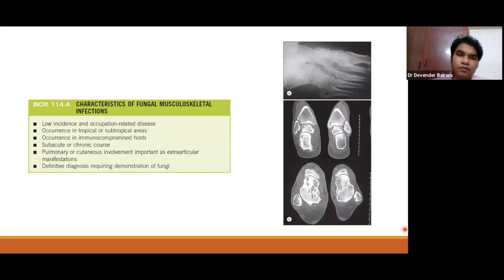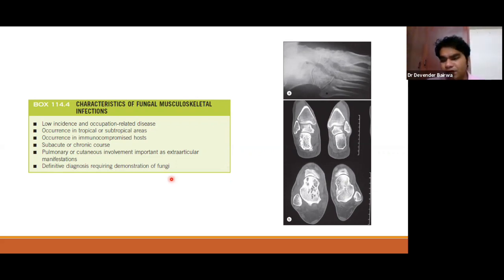So, a characteristic feature of fungal infection is that generally it is a low-incidence and occupation-related disease. We don't see so many cases of fungal arthritis. In my whole life, I have seen only one case, and in that too some aspergillus grew. Generally it occurs in tropical and subtropical areas, because in subtropical areas these fungi flourish very well. It generally occurs in immunocompromised hosts, and the course is subacute or chronic. In most cases there will be some other foci, like pulmonary or cutaneous, and from there they can spread hematogenously in immunocompromised patients.